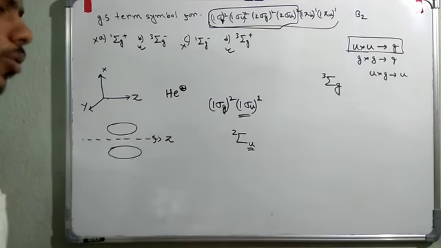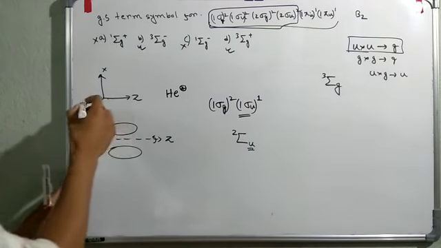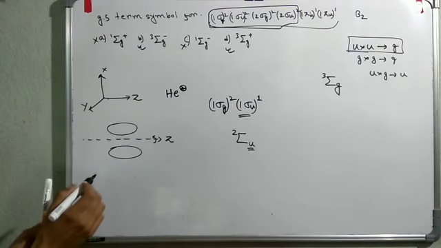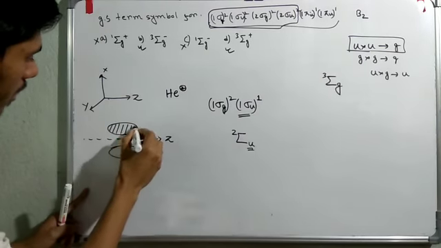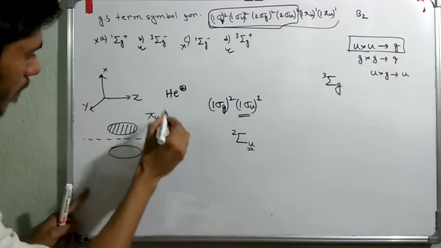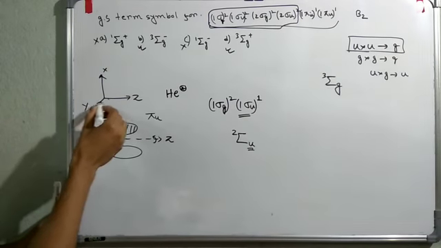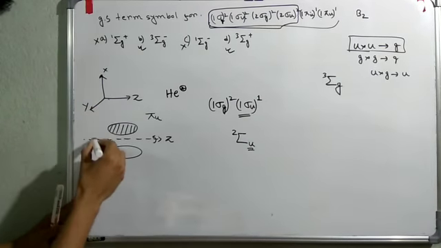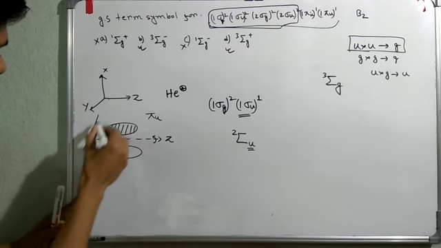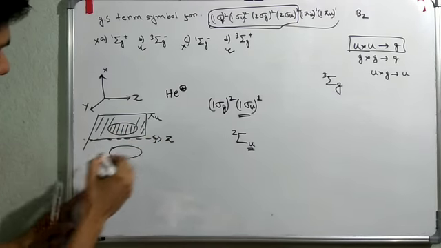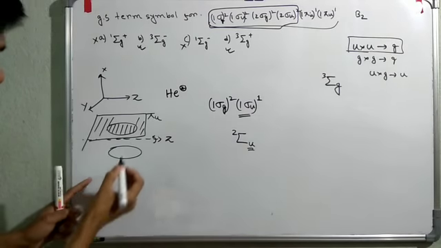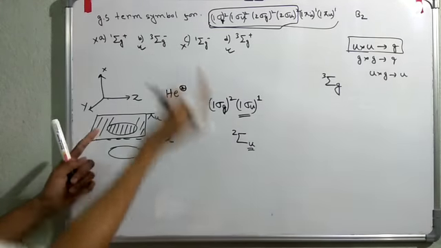Now you have to consider two planes, either the yz plane or the xz plane. Here this is the pi u orbital, and if we consider the yz plane, that is this plane, you can see this is the yz plane, and you can see the two sides of the plane.